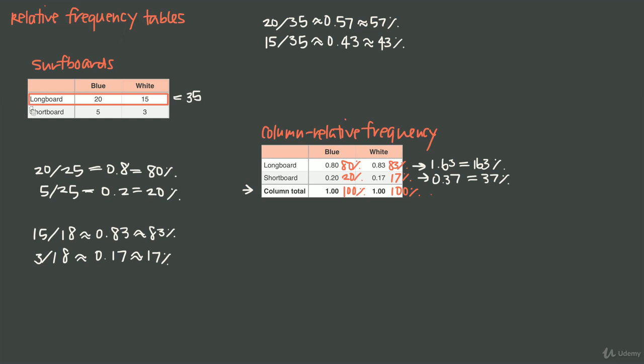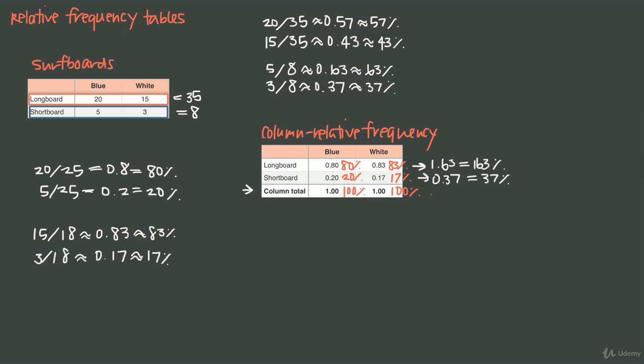So now I ignore the longboard row. I look just at shortboards, and I want to know which percentage of my shortboards are blue, and which percentage are white. Well, the total here, 5 plus 3, is 8. For the percentage that are blue, I'll take 5 divided by 8. So 5 divided by 8 is approximately 0.63, or about 63%. If I want to find the percentage of shortboards that are white, I take 3 divided by 8, which is approximately 0.37, or about 37%.